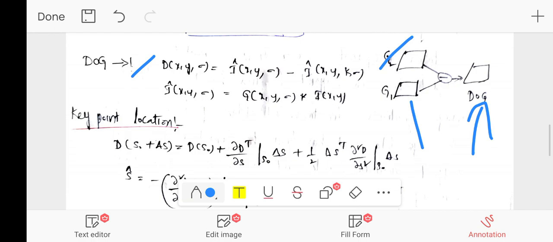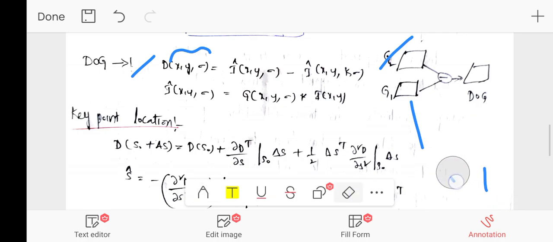Sigma is nothing but a scale. That means these images are invariant to scale as well as location, where x comma y represents the spatial location and sigma represents the scaling. So with these three parameters, it is invariant to the corresponding location. That is the first step.